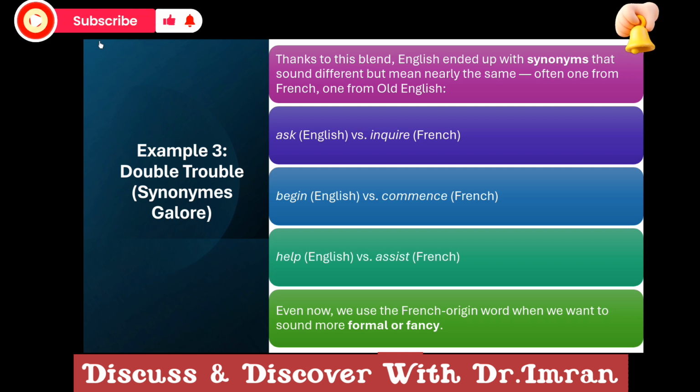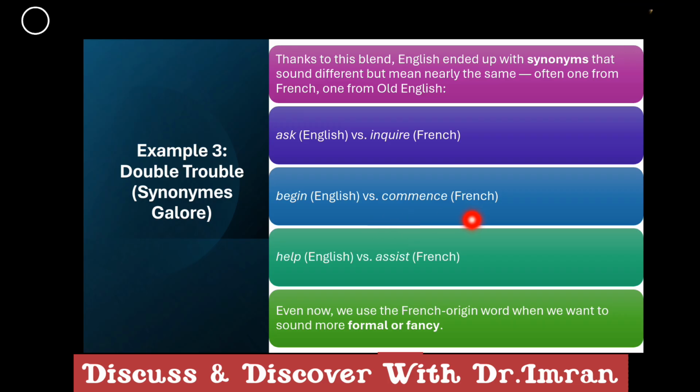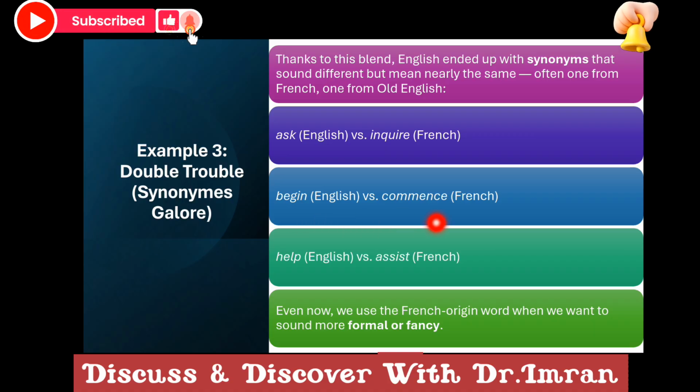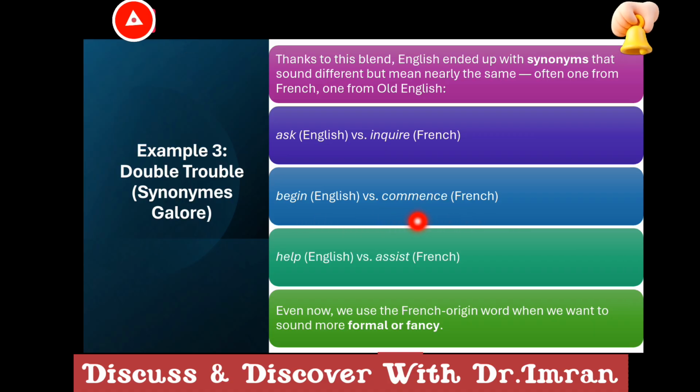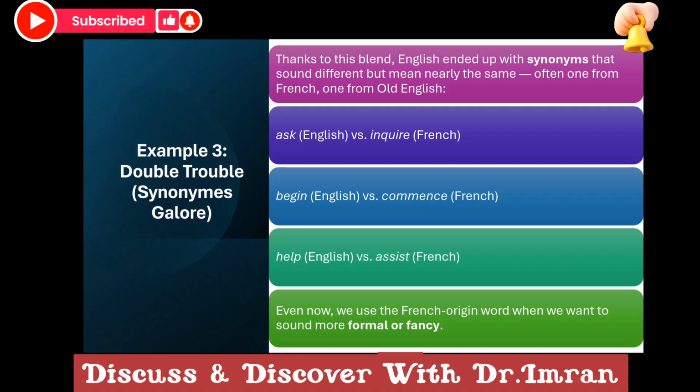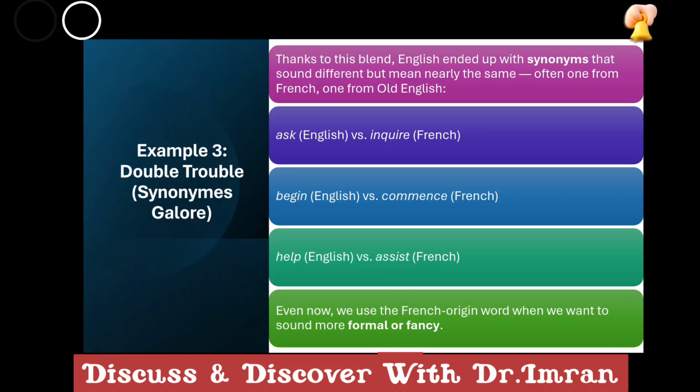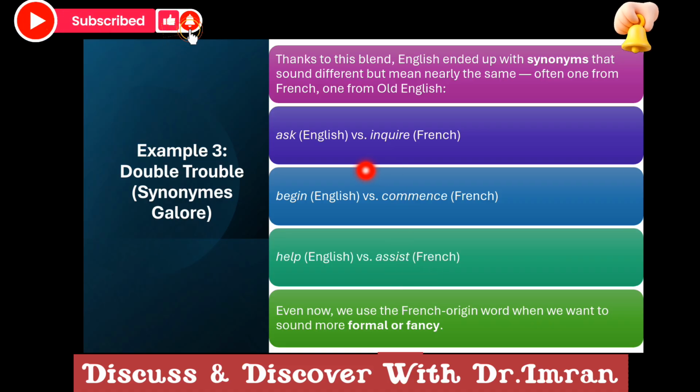See, that influence still exists in modern times. If you want to use the word commence in place of begin, it is more formal because it had origin in the French language, right? A French word. And if you are using the word assist rather than help, we see high status, formal tone, right? Formal, fancy. If you are using the word enquire, it is a formal one, right? High social status, rather than using the word ask.